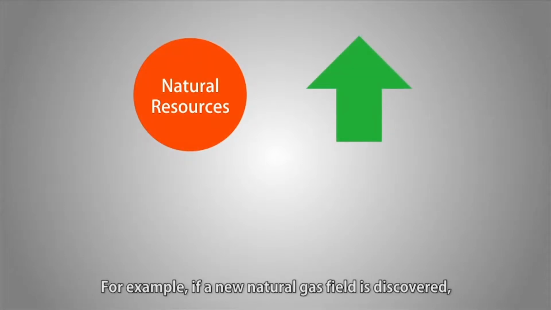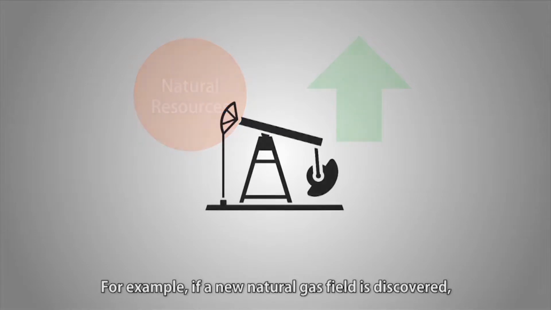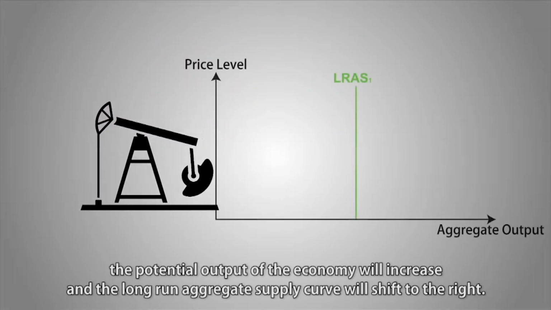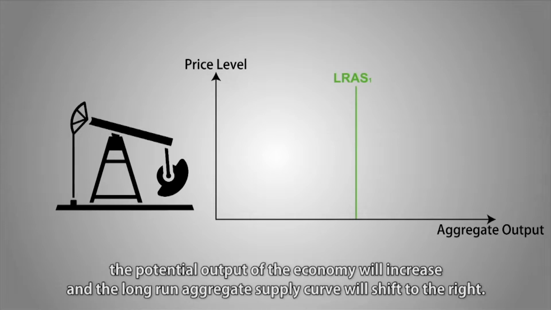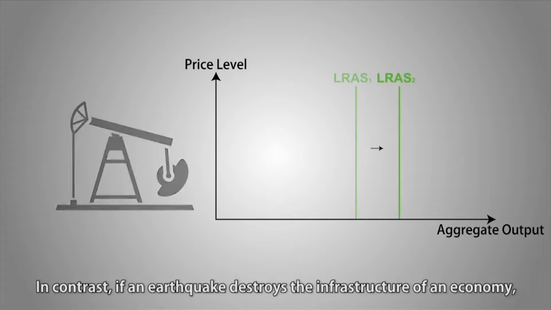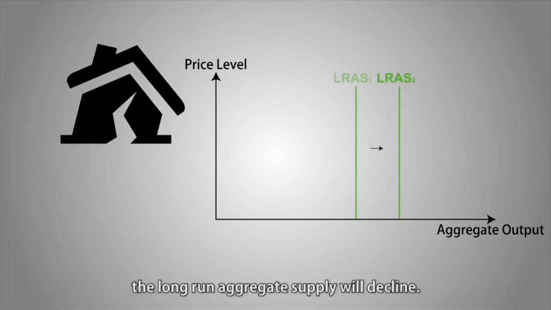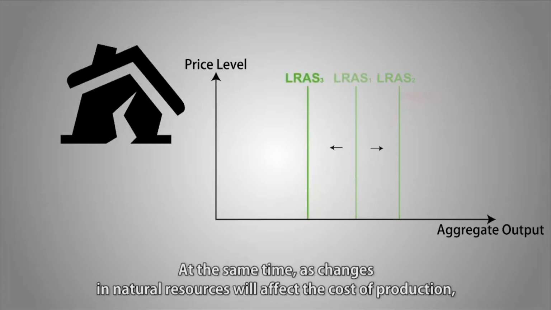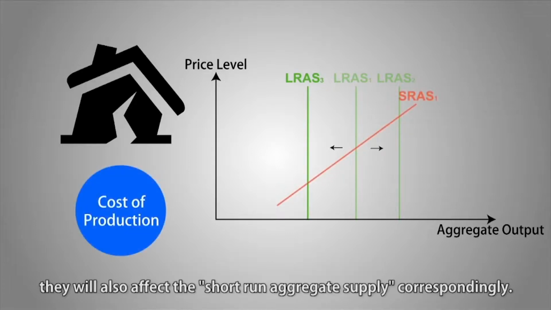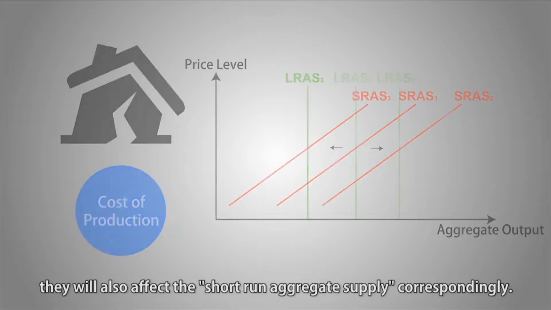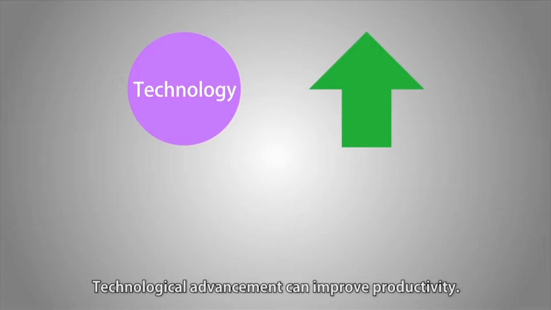Next, let's consider the effect of an increase in natural resources. For example, if a new natural gas field is discovered, the potential output of the economy will increase and the long-run aggregate supply curve will shift to the right. In contrast, if an earthquake destroys the infrastructure of an economy, the long-run aggregate supply will decline. At the same time, as changes in natural resources will affect the cost of production, they will also affect the short-run aggregate supply correspondingly.